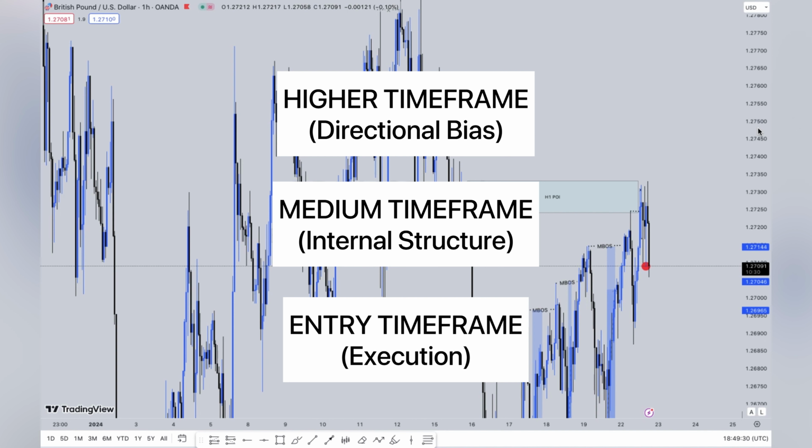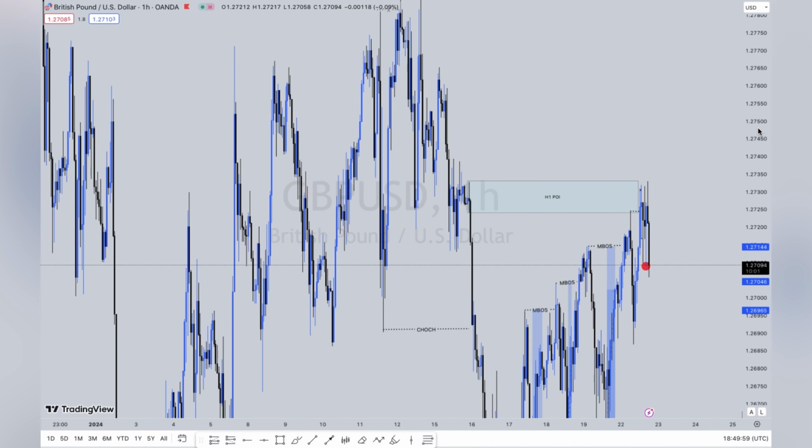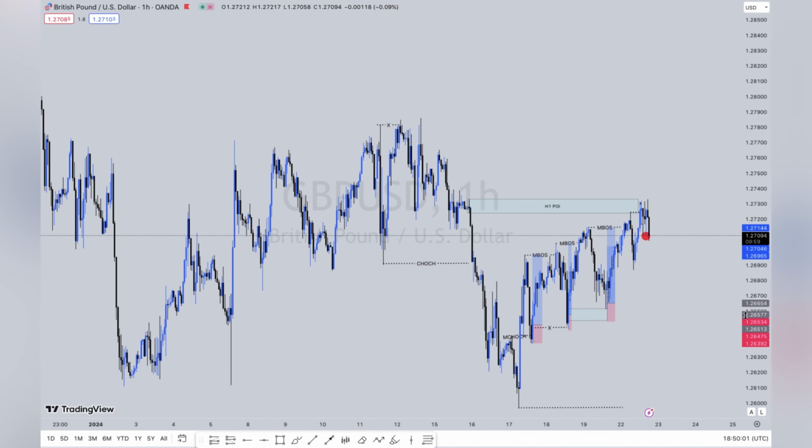The higher time frame is where you get the market direction from. After looking at the direction from the higher time frame, the medium time frame helps to give you confluences, or a counter to your higher time frame point of interest which you have marked out. And then the entry time frame, just like the name says, you use to filter confluences for proper execution.